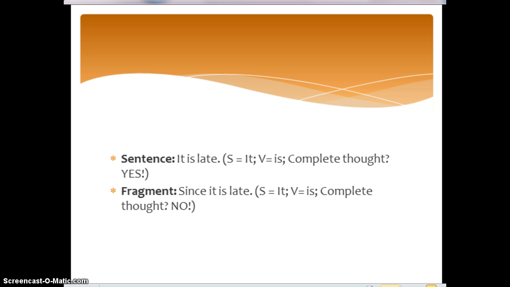So, for example, it is late. That is a sentence. We have our subject, it, our verb, is, and we ask ourselves, is it a complete thought? Yes, it is. We have no need to ask who, what, anything like that. We all know that it is a complete thought. And the second one, since it is late, we have our subject it, our verb is, but then is it a complete thought? No, because we have no idea what happened because it was late.